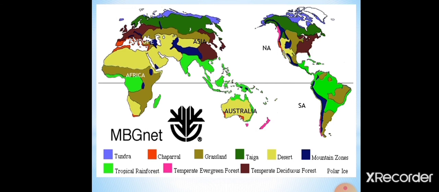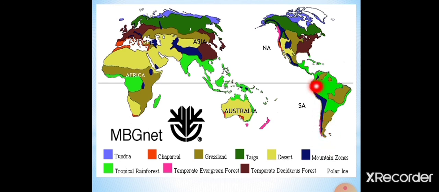Here you can see the image of the various biomes and where exactly they lie. You will see the tundra region, which is purple in color and lies near the polar region. Then you will see the chaparral region, which is red, grassland, which is green, taiga, which is dark green, and desert, which is yellowish in color.